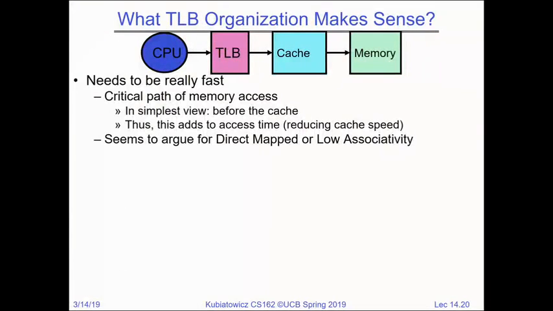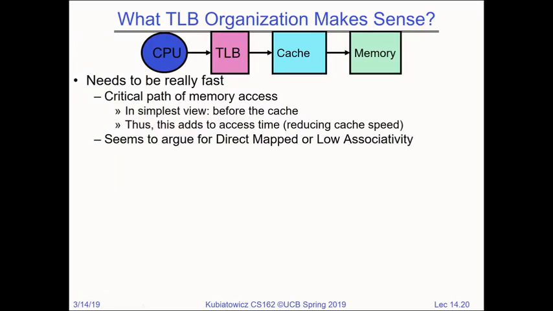We'll talk about one more topic, then we'll take a break. So what TLB organization makes sense here? It's got to be really fast. Why? Because the CPU is accessing the cache through the TLB. Why do we have a cache? Because memory is slow. So if the TLB is slow, then we've just slowed everything down. Even though we have a fast cache, if our TLB is slow, we have a problem. So it's in the critical path.